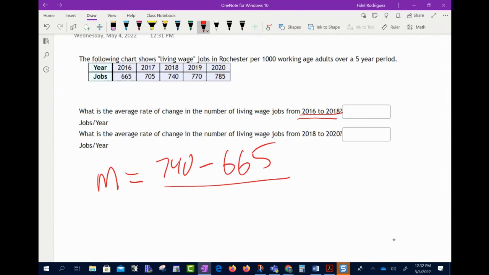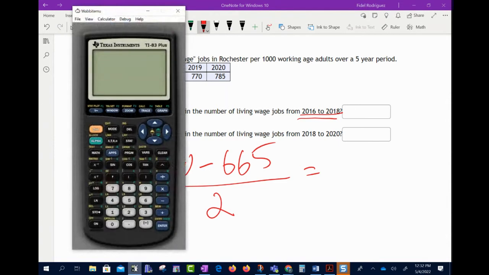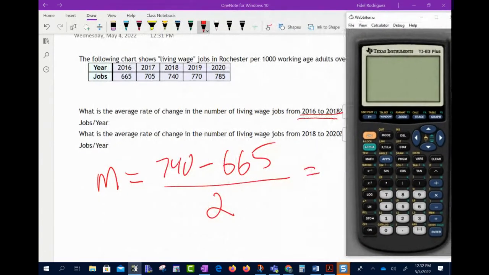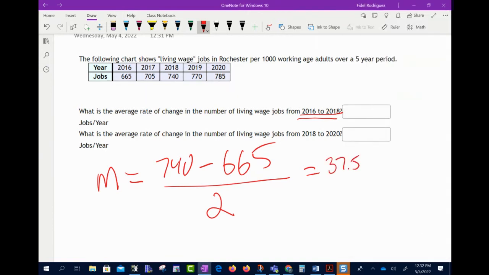From 2016 to 2018, that's a 2-year period. So let me just grab my calculator here. So I'm going to say 740 minus 665 is 75. I'm going to divide that by 2. So I'm coming up with 37.5. So that's going to be my answer for part A. Am I good on how I did that part? Yeah, we're good? Okay, and then from 2018 to 2020, we're going to do the same thing, right?